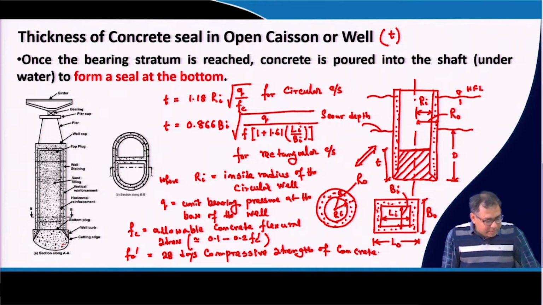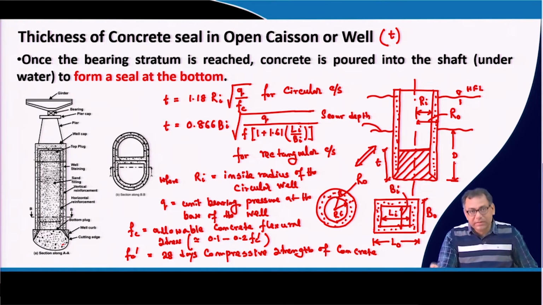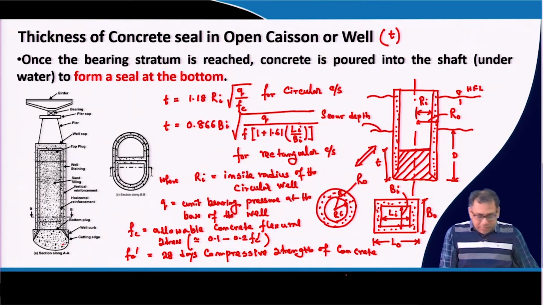Okay. Similarly, the B_i and L_i are the inside width and length of the cushion for a rectangular cushion. Okay. So, this way we can determine what would be the thickness of that concrete seal, and this depth D is below the scour level. Fine. So, now next, how can we calculate that?